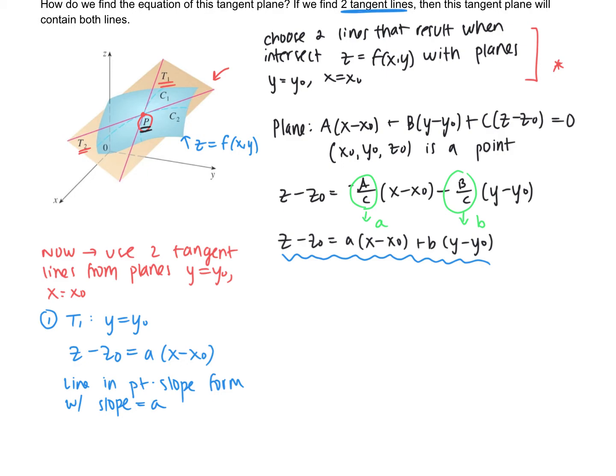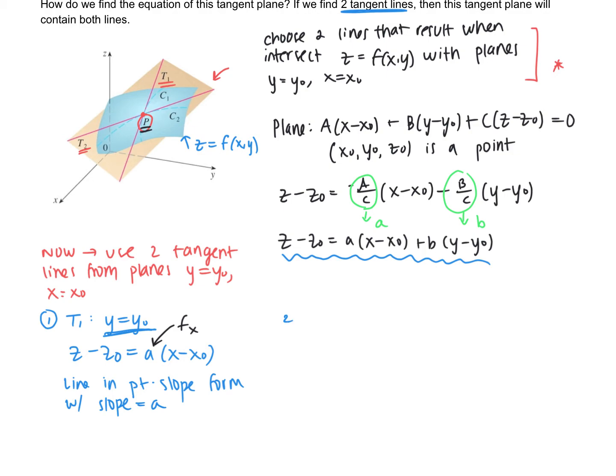Okay, so in this case, we're holding y constant, and our slope a then is going to be the rate at which z is changing as x changes. So I'm going to say that again. Because of this plane, we're holding y constant, so that slope a represents the rate at which z is changing as x changes. So what is that? That's the partial derivative with respect to x.